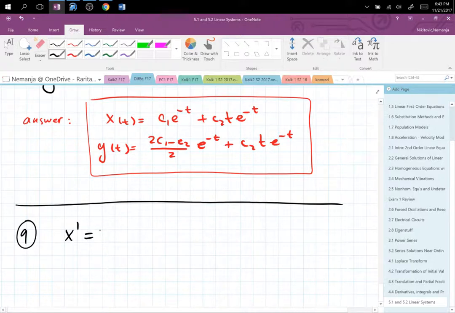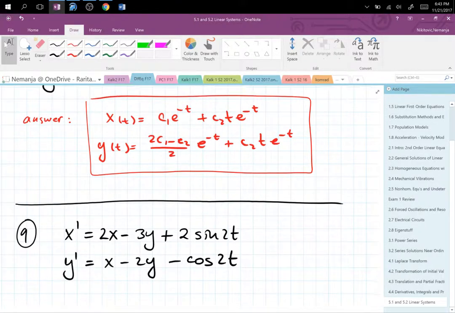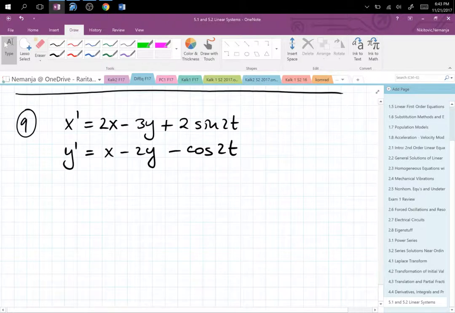x prime is equal to 2x minus 3y plus 2 sine 2t, and y prime is equal to x minus 2y minus cosine 2t. Well, no initial conditions. I hope you're not disappointed. So we're not going to sleep here tonight. We're just going to try to put this together.